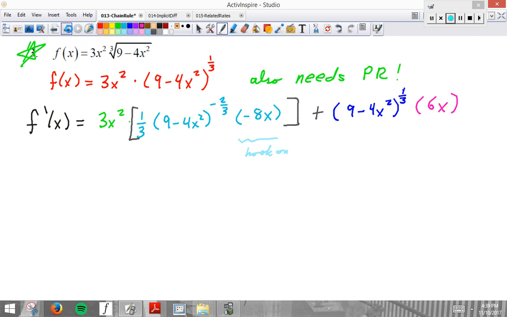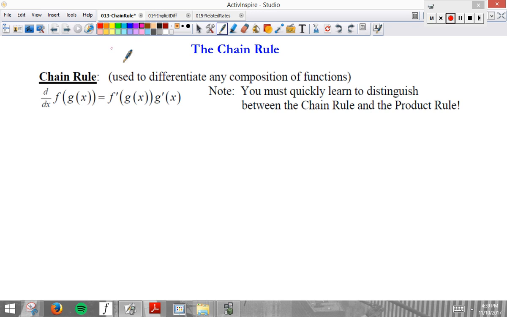Next. It's going to be a slightly longer video. The general chain rule, this is how it looks for any composition of functions. We're talking about f is inside g, or sorry, g is inside f. F with g inside of it. Functions inside each other. You must quickly learn to distinguish between the product rule, which looks like something completely different, and this.